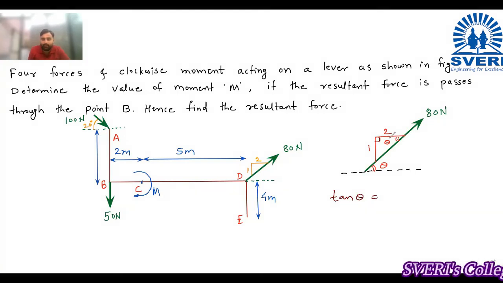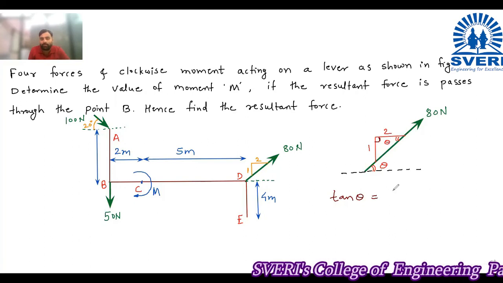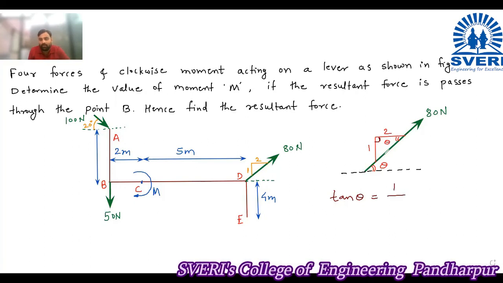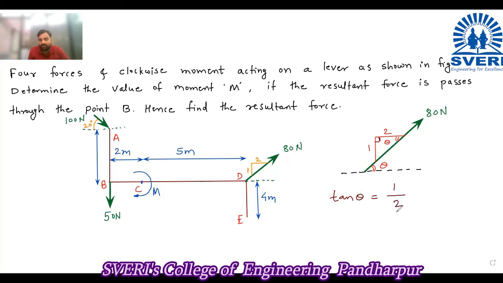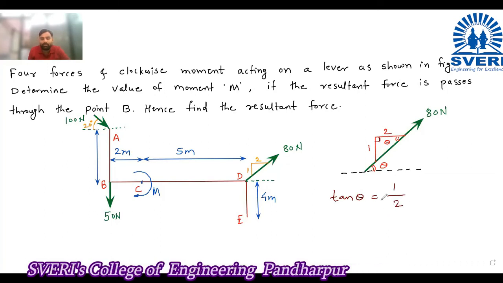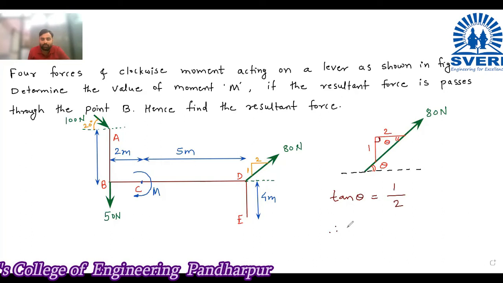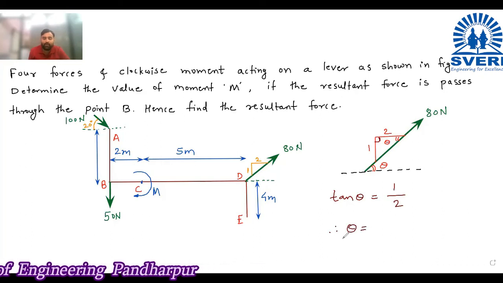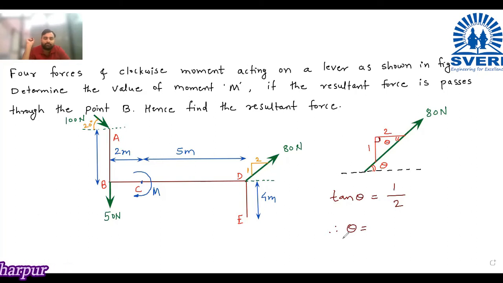Now look into this triangle. Where is the angle theta? The opposite side is 1 divided by the adjacent side 2. So tan theta is equal to 1 by 2. Therefore theta is equal to tan inverse 0.5, tan inverse 1 by 2. What is the answer?